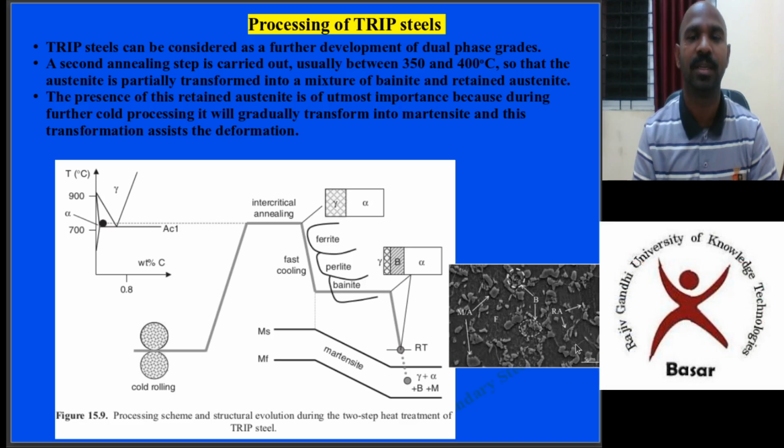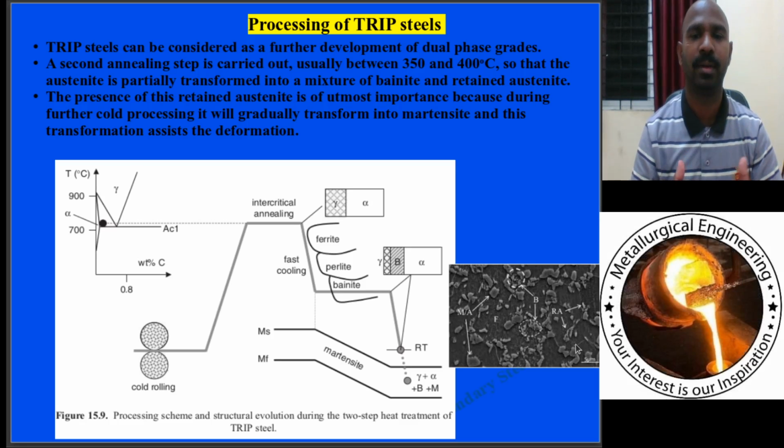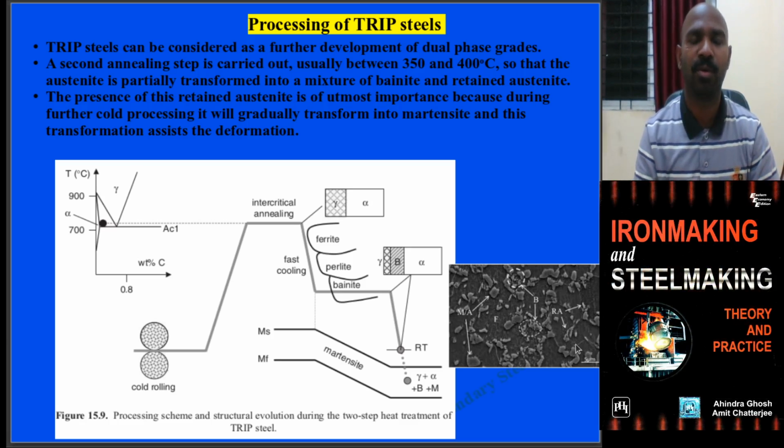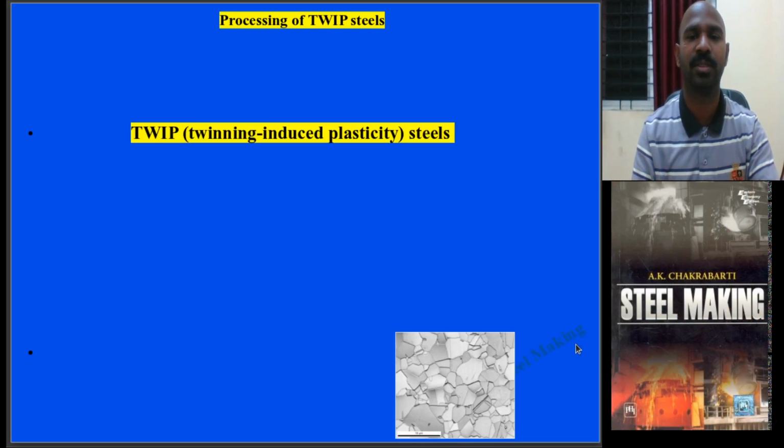This retained austenite slowly, gradually transforms into martensite. That is why this transformation is called phase transformation assistance. That is why it is called transformation induced plasticity. At the later plastic deformation stage, that retained austenite is converted into martensite. On this particular point, it is called the TRIP steel. This effect is called the TRIP effect. Remember this key point in this topic. Now let me talk about TWIP steels.